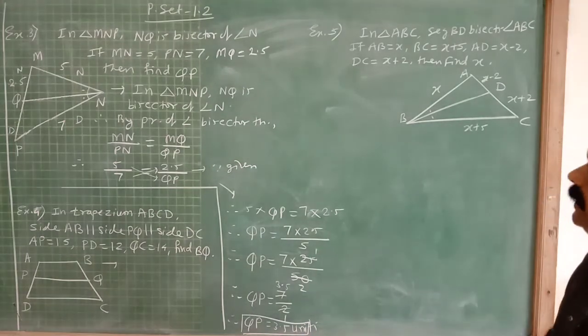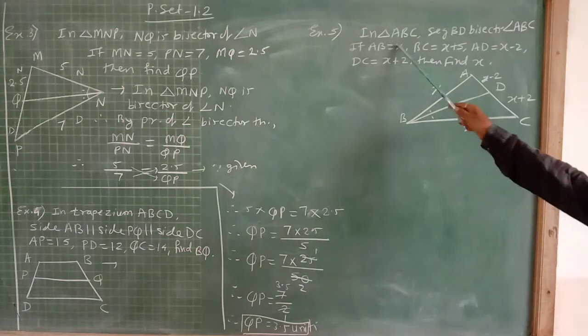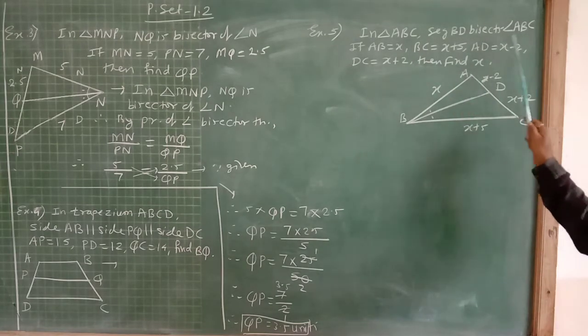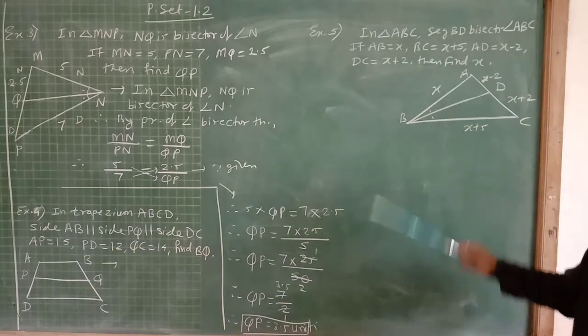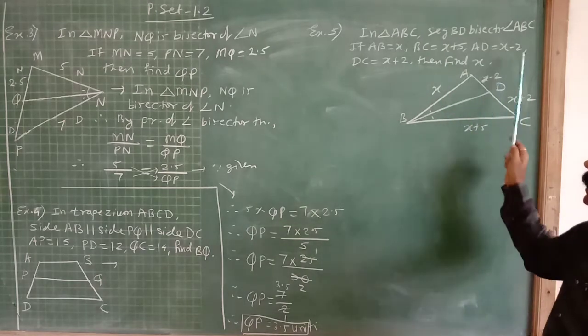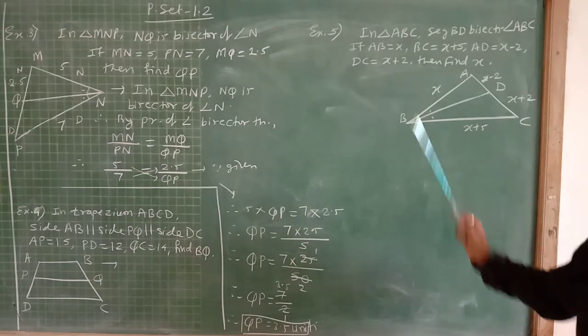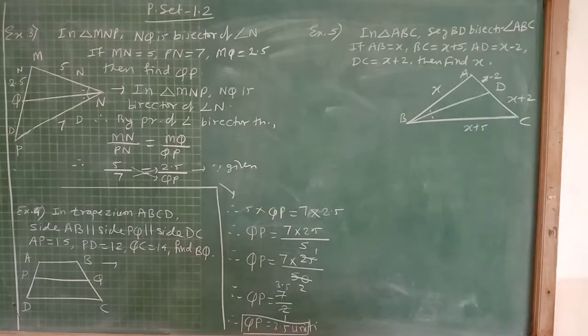Now, example number 5. In triangle ABC, segment BD bisects angle ABC. If AB is equal to x, BC is equal to x plus 5, AD is equal to x minus 2, DC is equal to x plus 2, then find x.